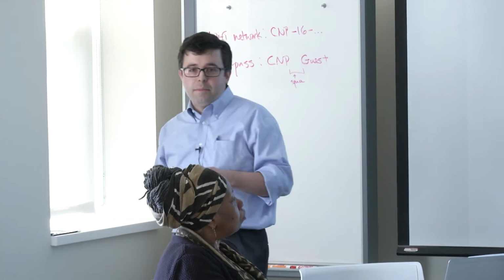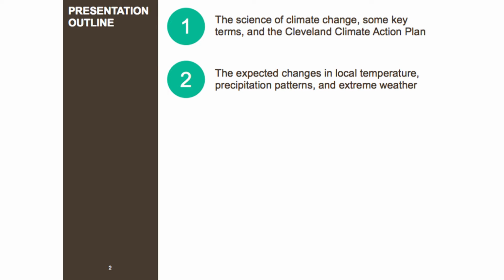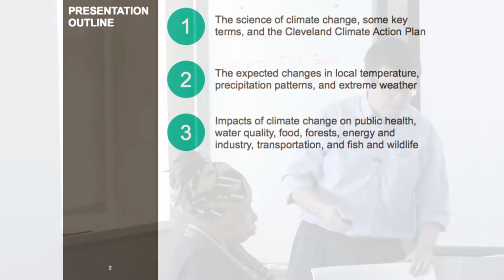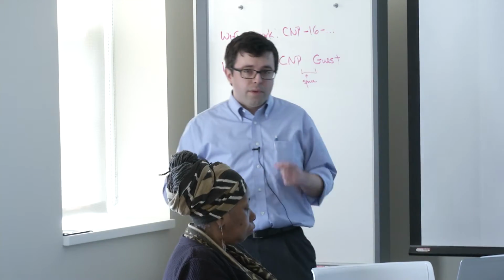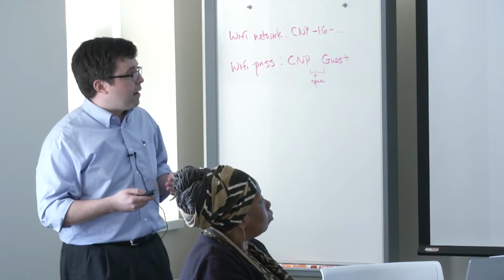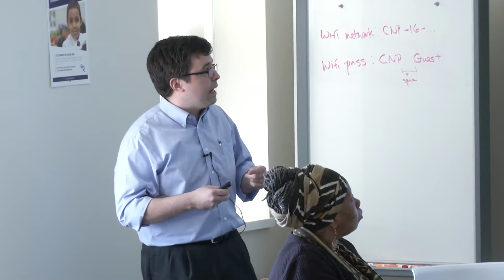We're also going to talk a little bit about some of the changes in the local temperature, precipitation patterns that we're expecting to see in Cleveland, and also some of the extreme weather that's actually happened around the county. And finally, the third and last part of the presentation is we're going to talk about the impacts of climate change on public health and other issues like water quality, food, forests, energy, transportation, and last but not least, fish and wildlife. So the first part, though, is we're just going to talk briefly about some of the background about climate change, just to make sure everybody's on the same page.